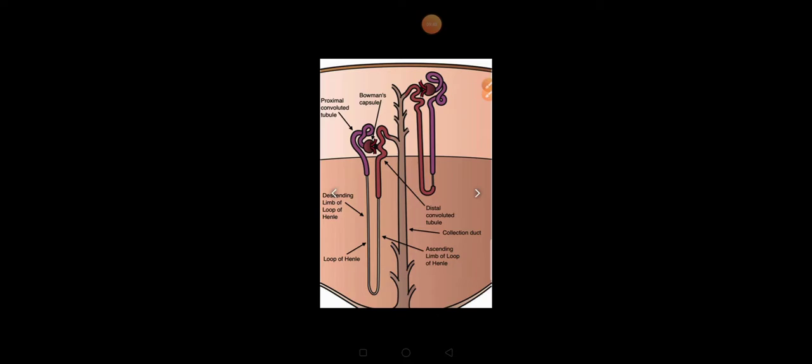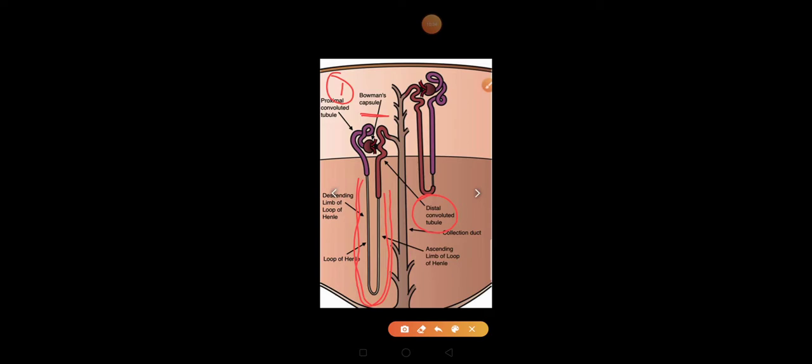Then it will come down into a thin loop. You can see the thin loop. That loop is called the loop of Henle. So the first part is the proximal convoluted tubule. That means Bowman's capsule will divide into different regions of the tube. The first region of the tube is the PCT, the proximal convoluted tubule. After that we have the loop of Henle, and the last one is the distal convoluted tubule, which is given in red.